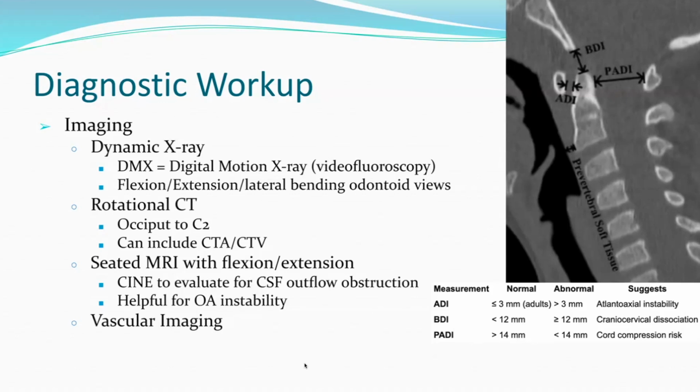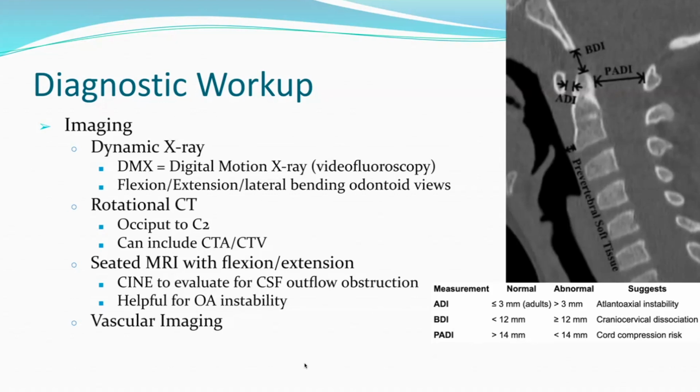We can also do a rotational CT to look at rotation of C1. Generally, we will just do slices from the occiput to C2 or C3 because that's really all that we're looking at. And this can also include vascular studies. So an angiogram, we're looking for arteries, or a venogram looking at the veins to see if there's active compression with maximal rotation to either side.